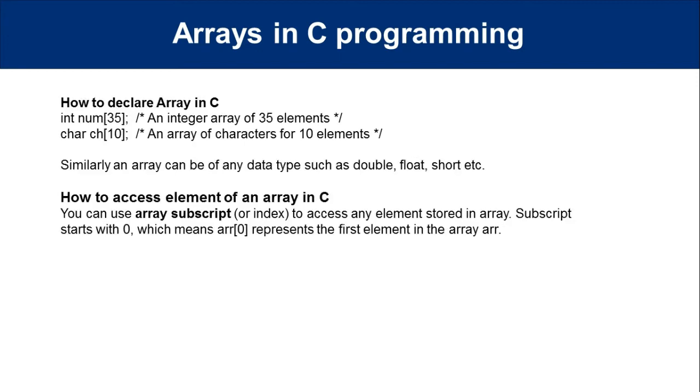How to declare an array in C? Similarly, an array can be of any data type such as double, float, short, etc. How to access an element of an array in C? You can use the array subscript or index to access any element stored in the array. Subscript 0 represents the first element in the array.